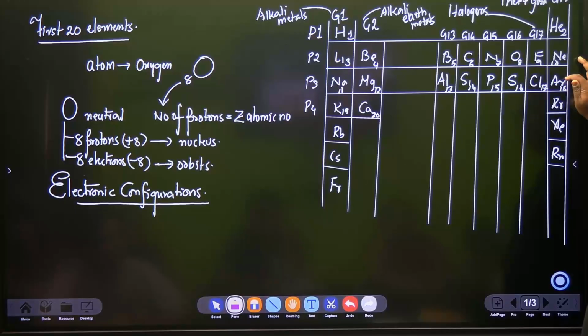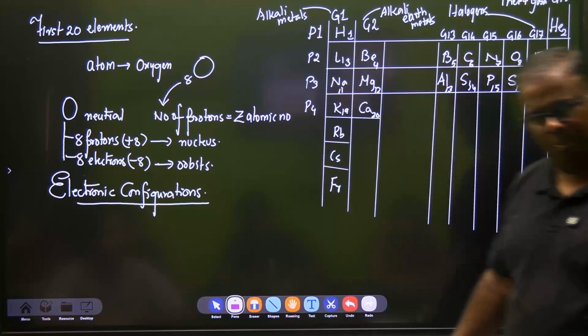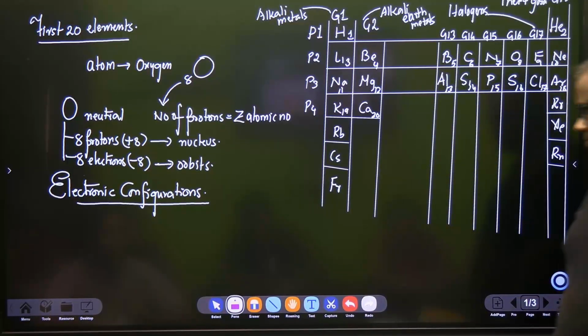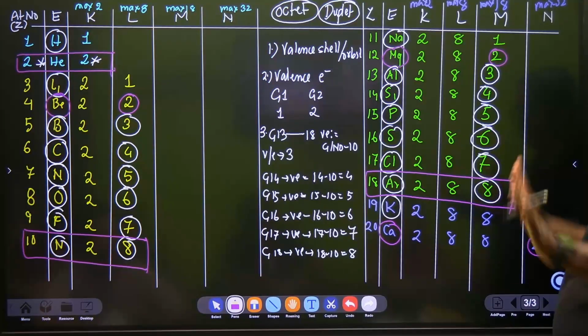Come to argon. Argon is period 3. So argon is K, L, M. See, in argon the M shell has also been filled up. So argon can have how many electrons? 8 electrons maximum, and that is filled up. Have you understood? So this much is clear.